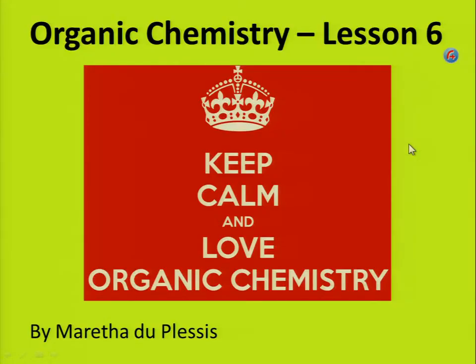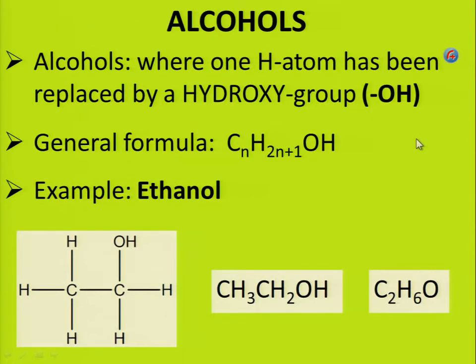Welcome to Organic Chemistry, Lesson 6. Now we're going to talk about alcohols. Alcohols, where one hydrogen atom has been replaced by a hydroxy group, meaning an OH group. The general formula, CnH2n+1OH. An example is ethanol. Ethanol has 2 carbons, therefore eth, un because there's only single bonds, and ol because there is an OH substituent.